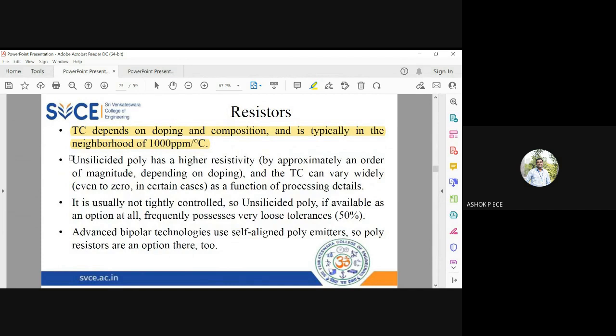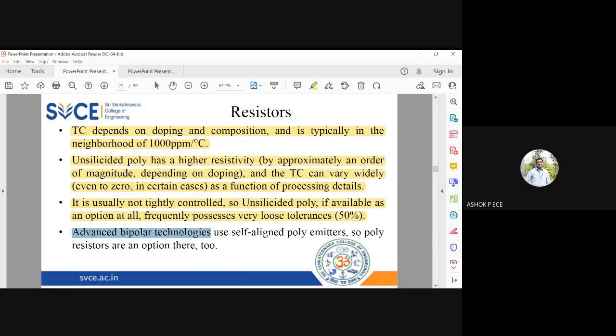Unsilicided poly is going to have a higher resistivity, and the temperature coefficient is going to be almost zero, so it is not going to have any variation with temperature, and it is usually not tightly controlled. Unsilicided poly, if available, can be used, but it also has a very loose tolerance of 50%. Previously, the poly had 30%, but now the tolerance level is 50%. So I have to think about what to compromise for making my component work at high frequency. That is left to the designer.